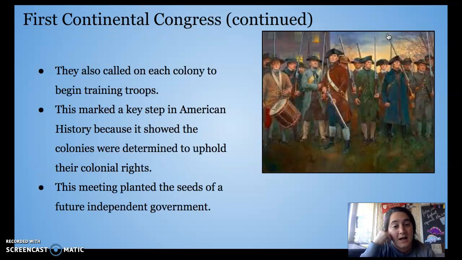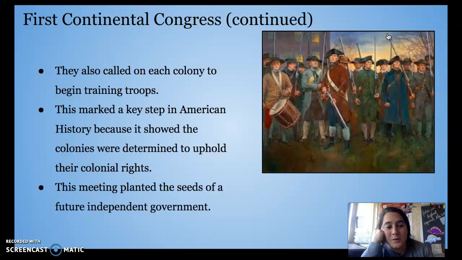So this is First Continental Congress, also kind of continued. So while they were at this Continental Congress, this first formal meeting of delegates, they said, hey, you know what? We really should prepare and make sure that each colony is ready to act. So if we begin training troops, that will help us feel confident that we're ready to take action if we need to.